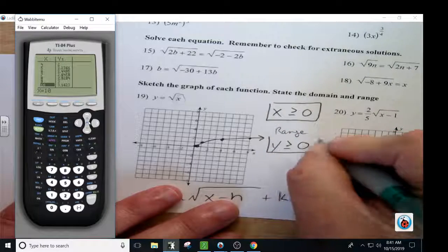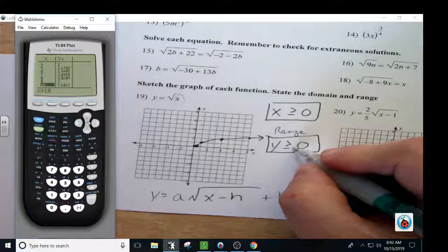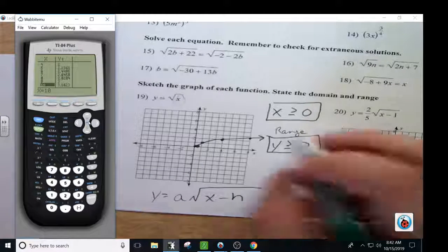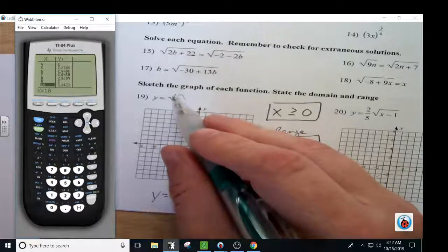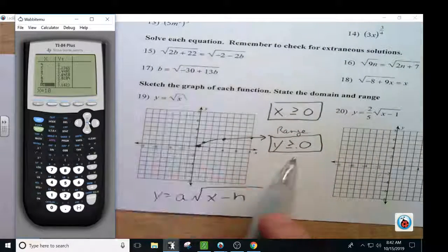Now, what would make this sign change? If you had a negative out front, that would change that to less than or equal to, but 9 out of 10 times, guys, that's not going to happen on here. Okay?